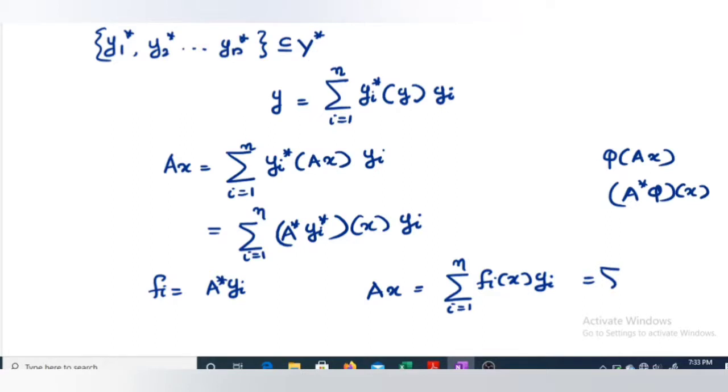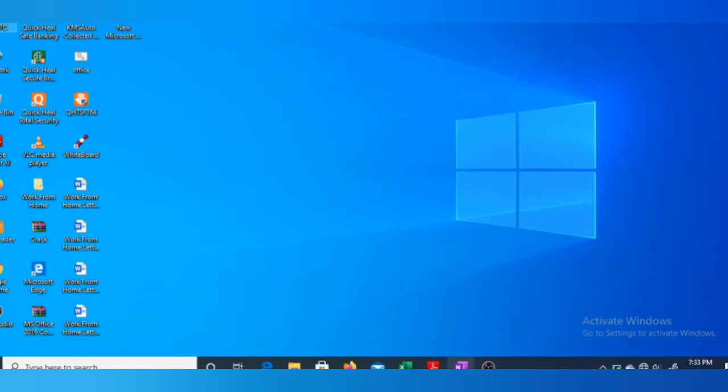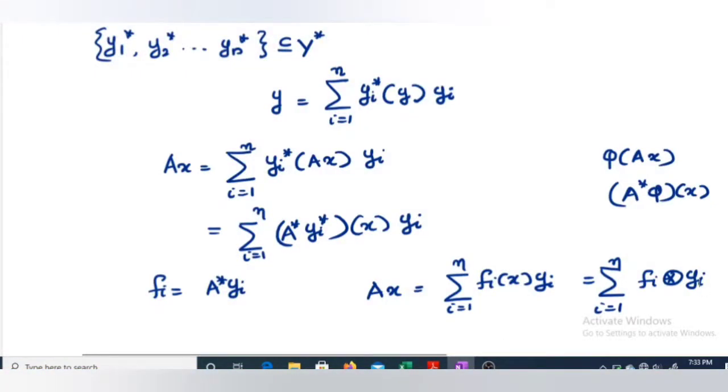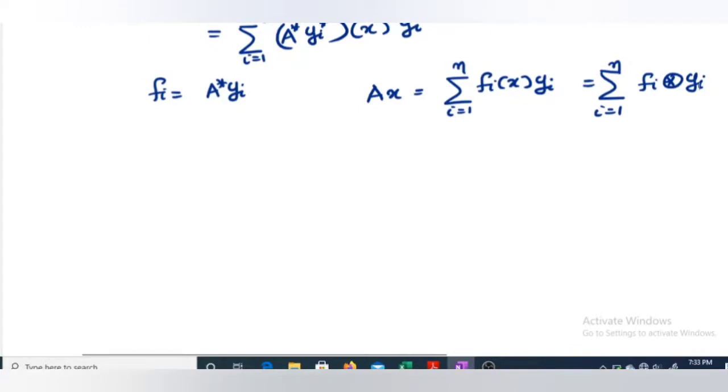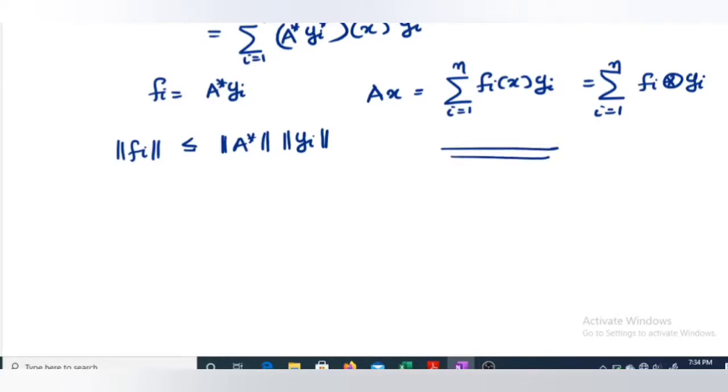And this is actually the same as the sum from i equal to 1 to n of the tensor product of fi and y. Now, what about the norm of fi? Clearly, the norm of fi is less than or equal to the norm of A star times the norm of y. Therefore, the fi's are bounded linear functionals. Therefore, we can write any finite rank operator in terms of tensor products.